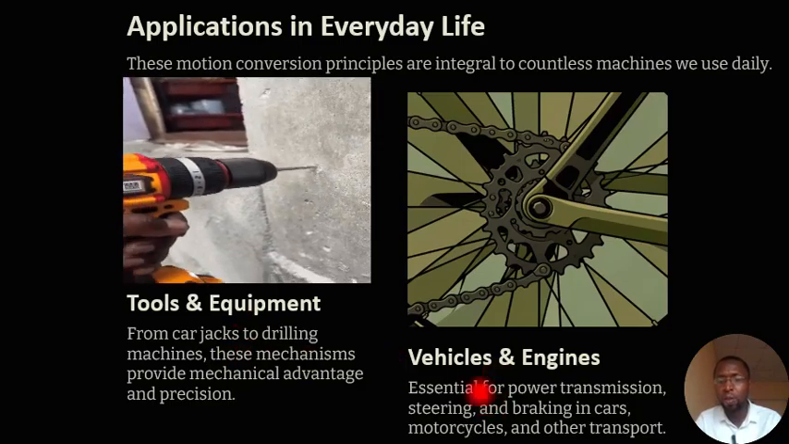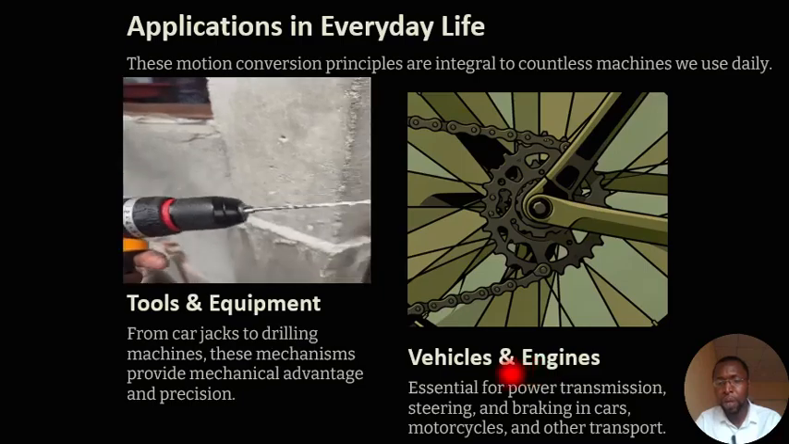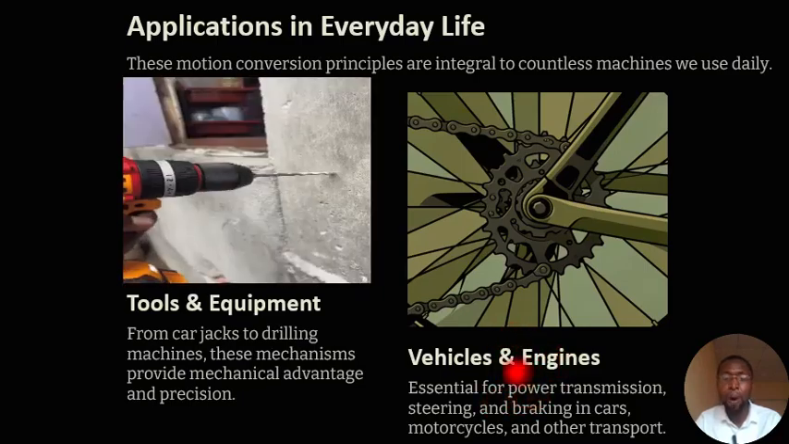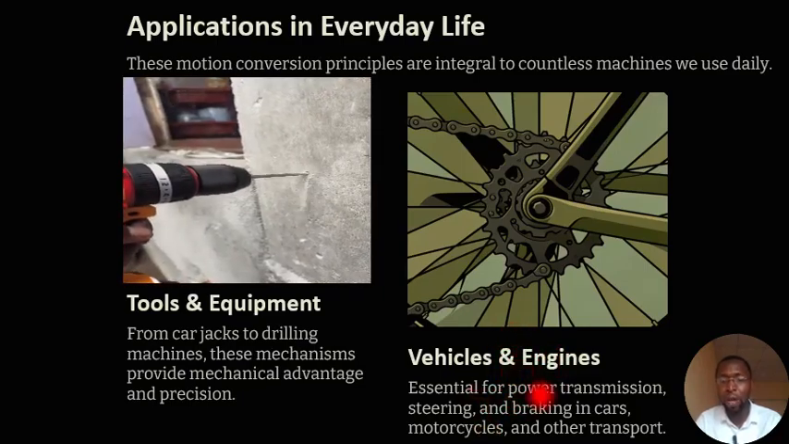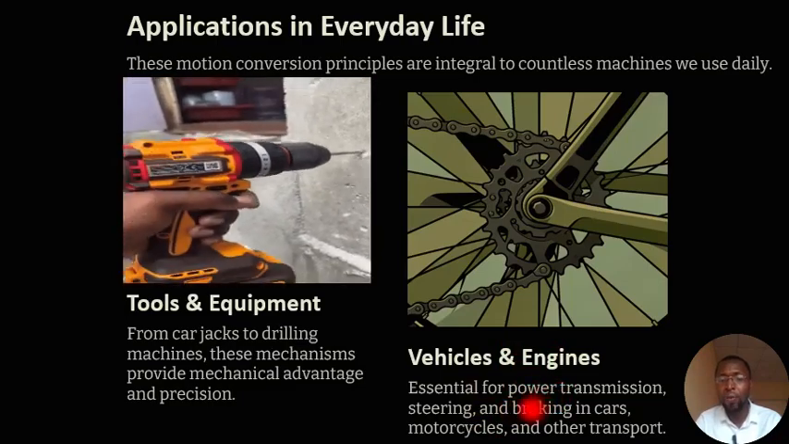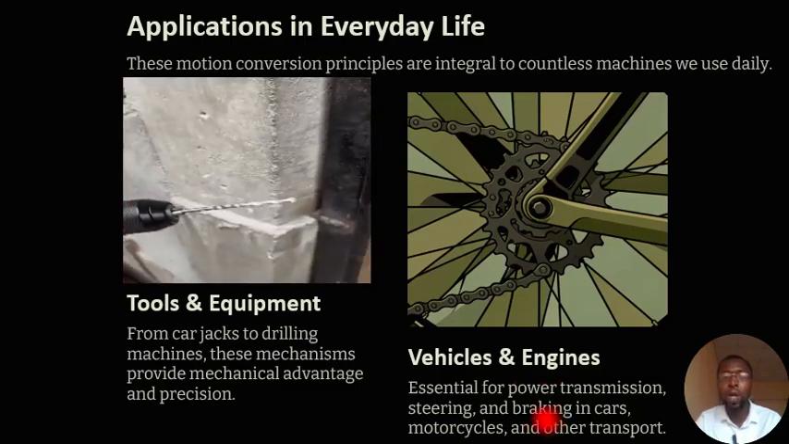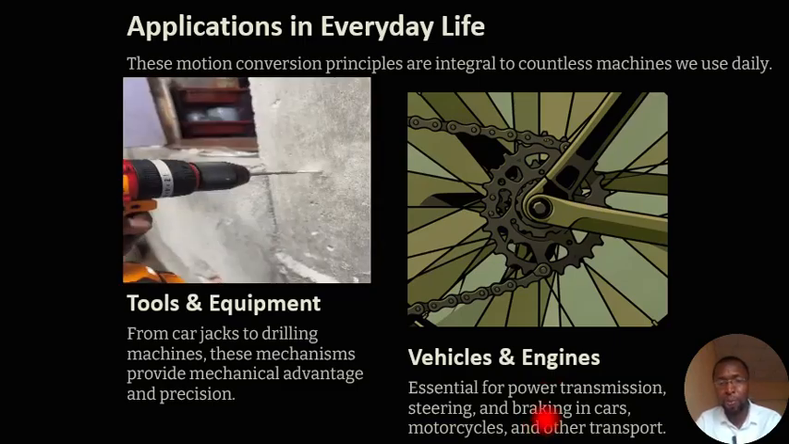We also use this mechanism for car brakes. We talk about brakes, we talk about clutches. So we use it in brakes for cars, for motorcycles, and other transports.